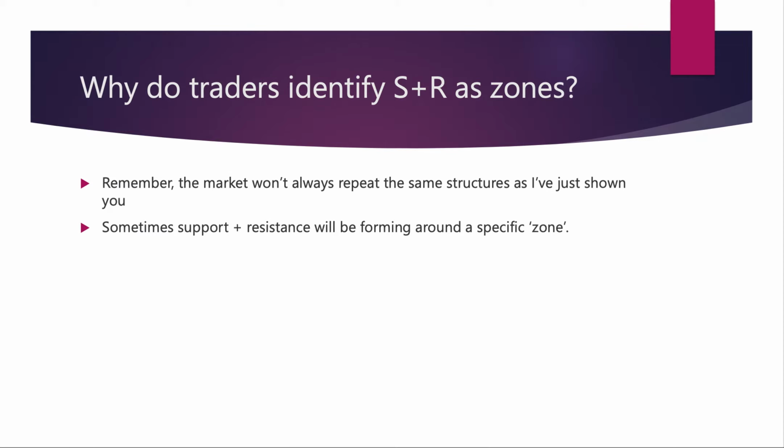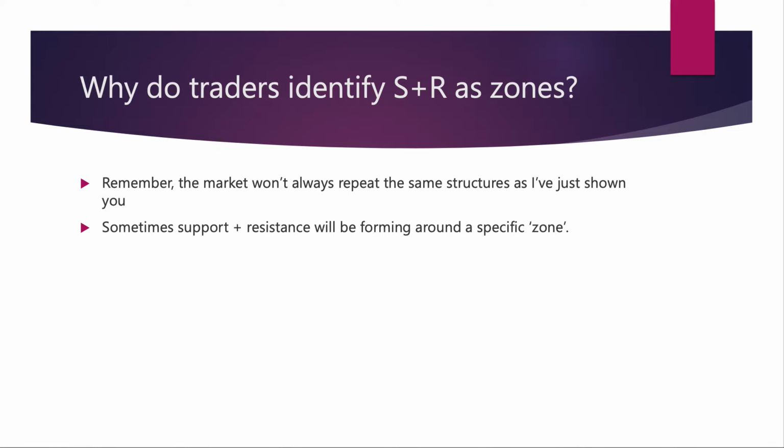So why do traders identify support and resistance as zones? As I've touched on before, sometimes support and resistance will be forming around a specific zone. So maybe it won't sit on a specific price. It will sit around that price, if that makes sense. And I'll show you some examples in a second.